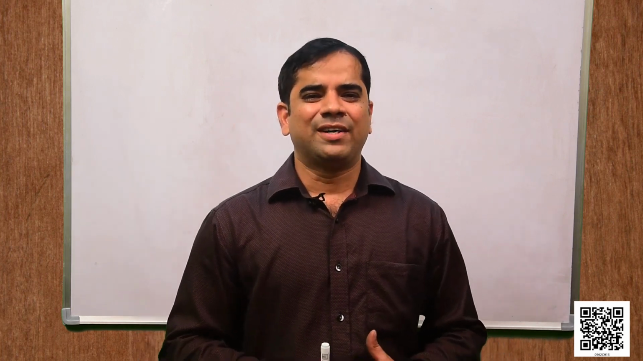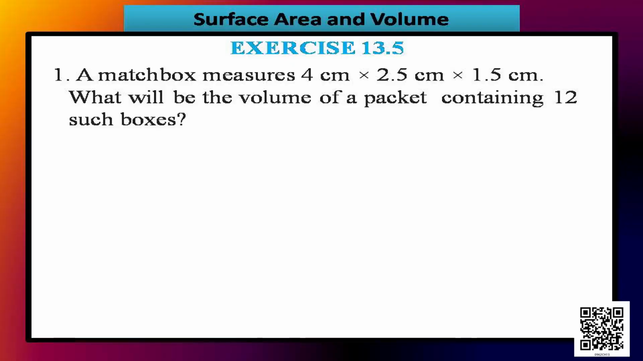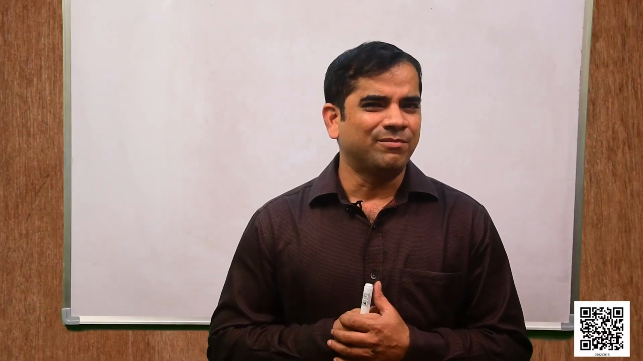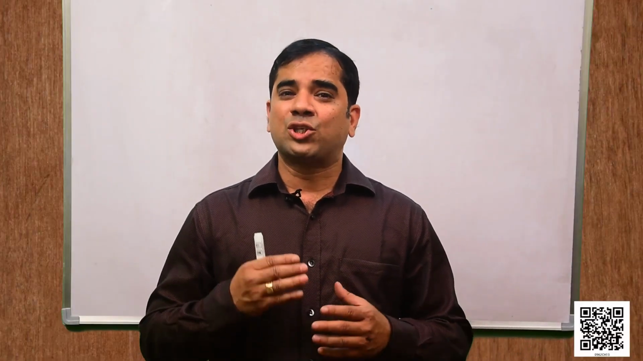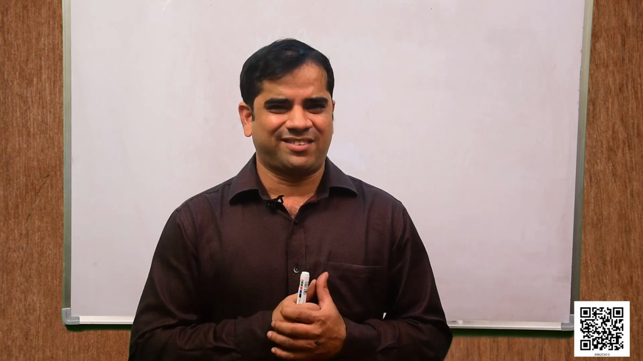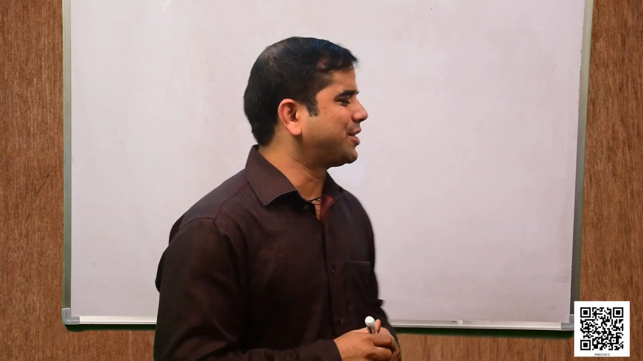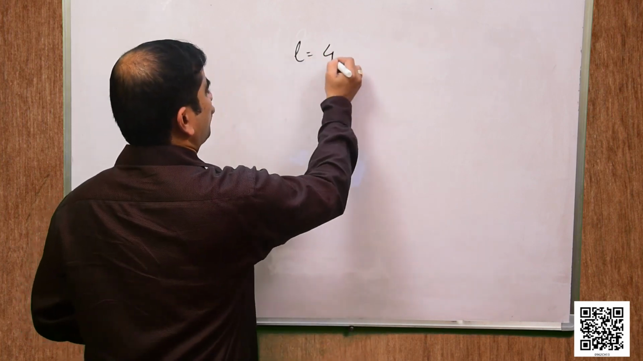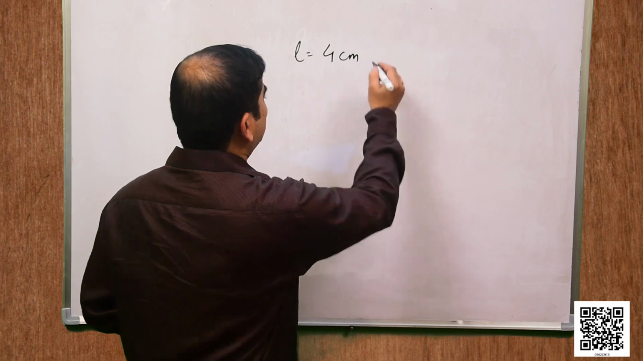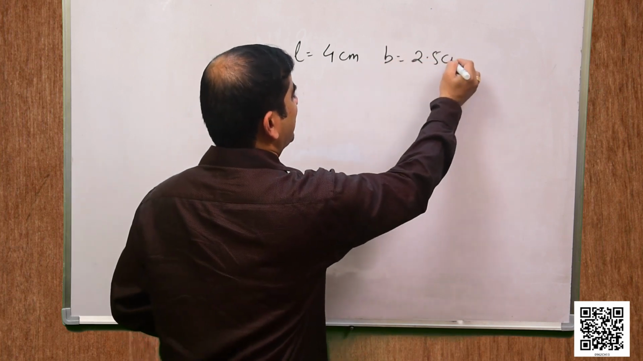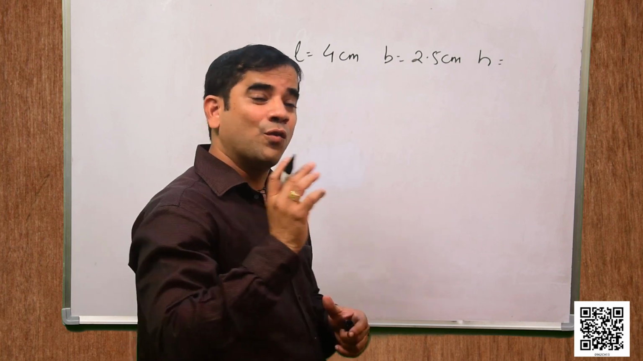Students, let us now discuss exercise 13.5. Question 1. It says a matchbox measures 4 centimeter into 2.5 centimeter into 1.5 centimeter. What will be the volume of a packet containing 12 such boxes? Isn't it easy? Hope you can do the solution yourself. Let us discuss. As per the question, length is equal to 4 centimeter, breadth is equal to 2.5 centimeter and height is equal to 1.5 centimeter.